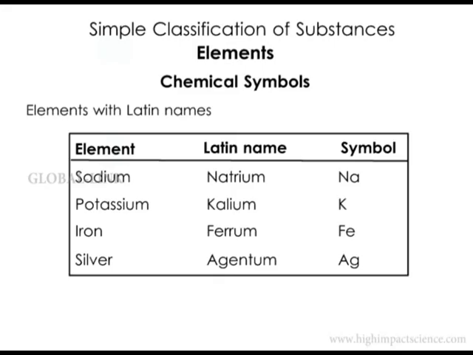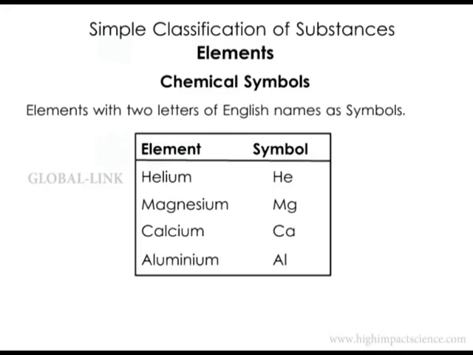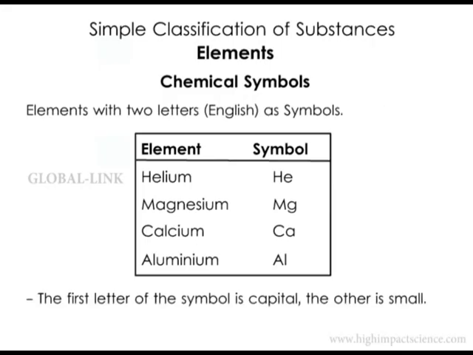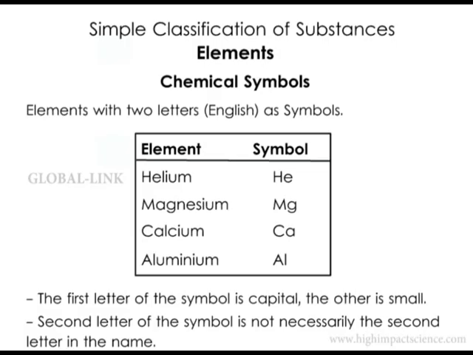For chemical symbols with two letters, note the following. 1. The first letter of the symbol is capital and the second is always small. Secondly, the second letter in the chemical symbol is not necessarily the second letter in the element's name. As we proceed further, you will be able to have the chemical symbols at your fingertips.